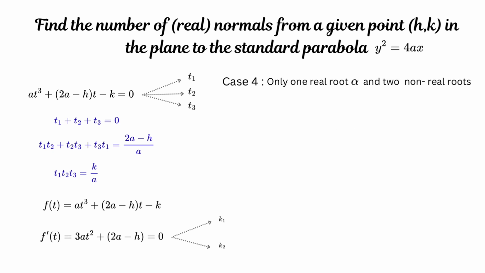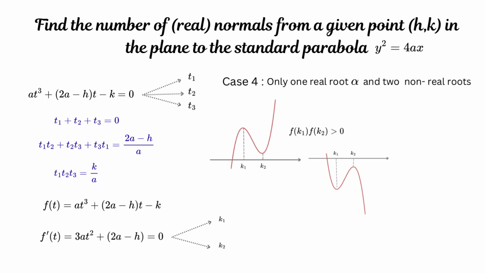Case 4. One real root and two complex conjugates. In this case, the cubic has no sign change between the turning points. Either the derivative has no real roots at all, or the stationary values have the same sign, which means f of k1 into f of k2 greater than 0, or the turning points are non-existent. Geometrically, this means there is only one visible normal from the given point to the parabola.